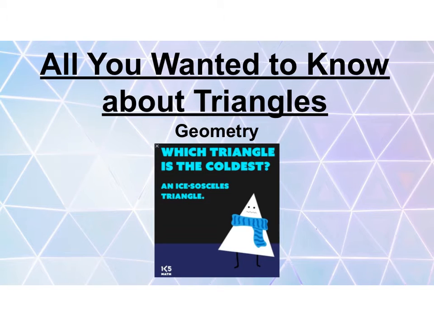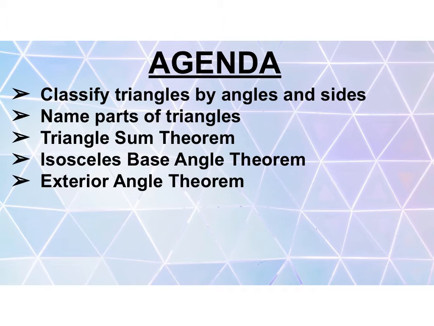All you wanted to know about triangles. Which triangle is the coldest? An isosceles triangle. On our agenda, we're going to classify triangles by angles and sides. We'll name their parts, and we're going to learn 3 new theorems: the triangle sum theorem, isosceles base angle theorem, and the exterior angle theorem.